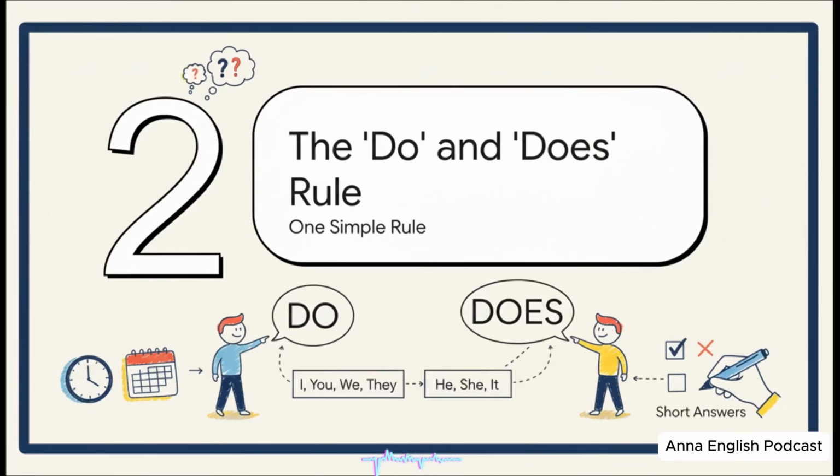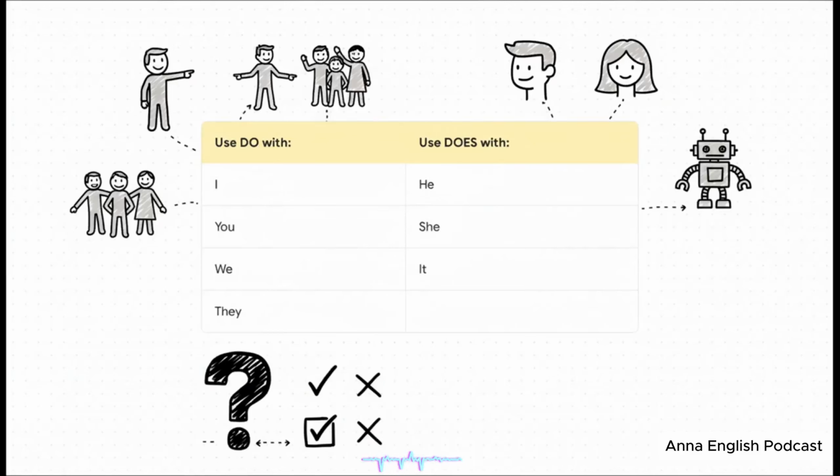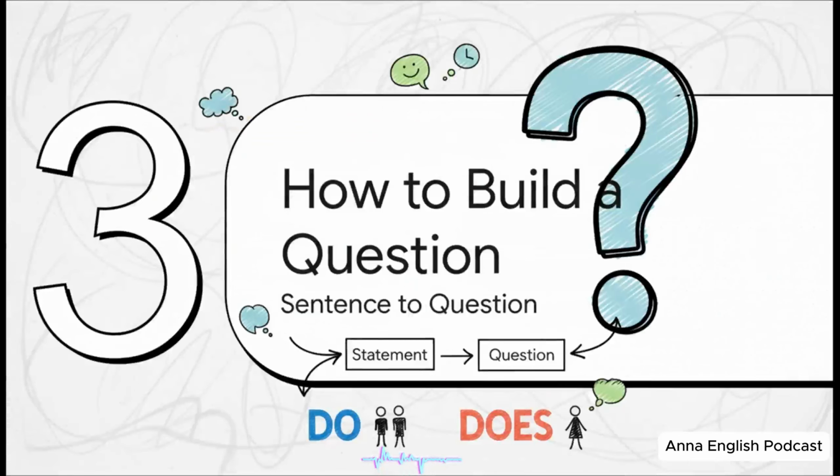Let's check it out. And here it is, the whole rule, right here. Does is kind of the special one. You only, and I mean only, use it for he, she, and it. That's it. For everybody else, I, you, we, they, you just use do. See? Super simple. All right, so knowing the rule is one thing, but now let's actually see it in action.